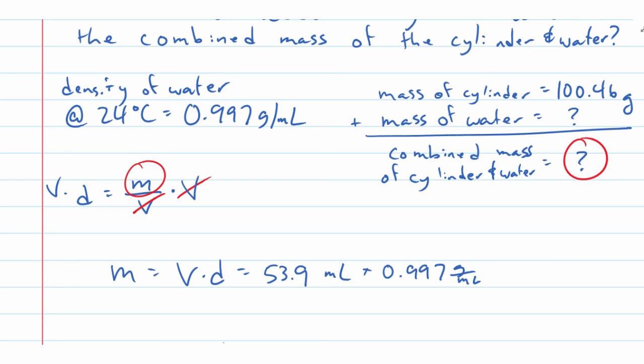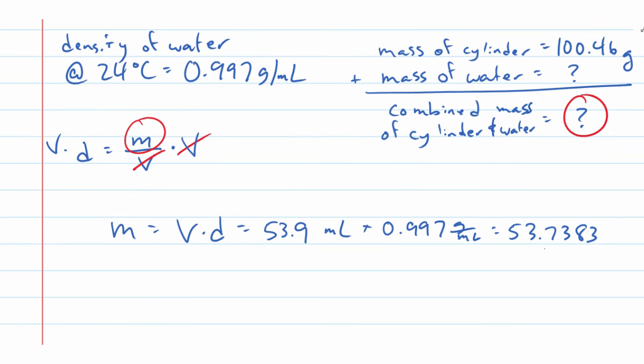Okay, so we'll take 53.9, multiply it by 0.997, and we get 53.7383, which of course, if we look at significant figures, means we would round this off to 53.7. So we come up here then, we put in the 53.7, which is the mass of the water.